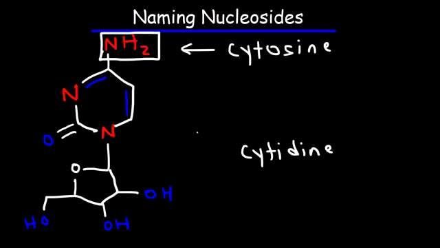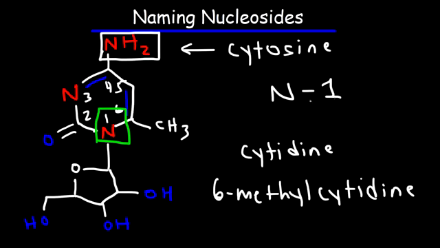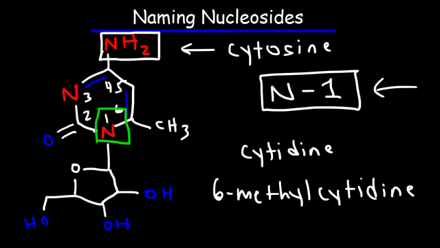Now, how will the name change if we add a methyl group to that carbon? So we need to number it. This is 1, 2, 3, 4, 5, 6. So this becomes 6-methylcytidine. And so that's how we can name it. And also, remember that the ribose is attached to the pyrimidine ring at the N1 position. For the purine, it was the N9 position. So just keep that in mind.